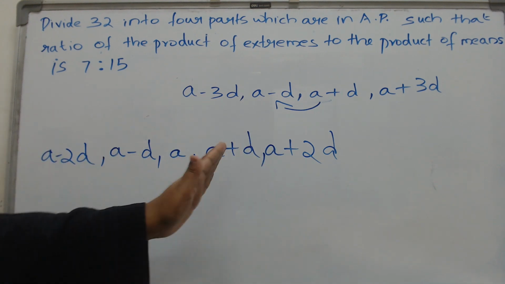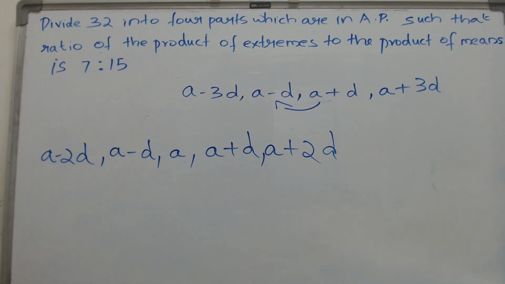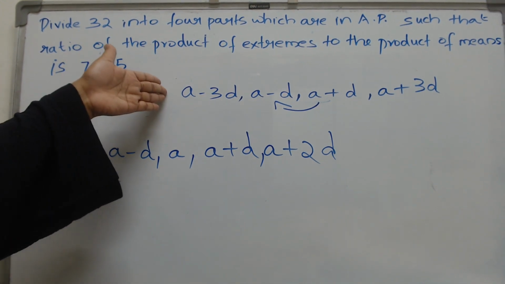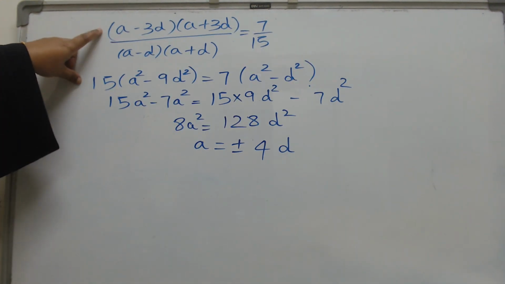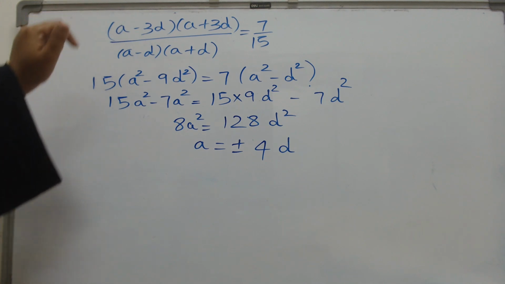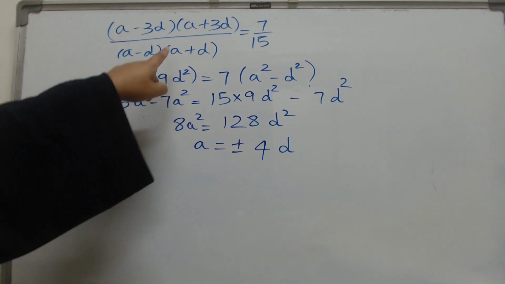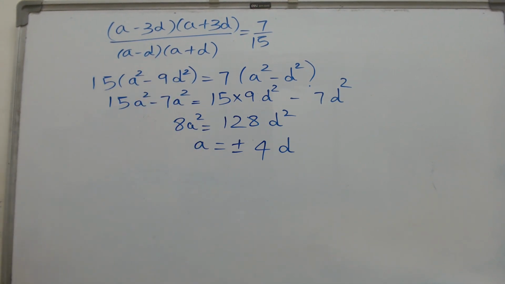When you add them, you will lose all the D. When you multiply them, you can apply the A minus B, A plus B formula. So this is the AP that we are going to go with. Now there, the product of the extremes, the product of the means, apply the formula that A minus B into A plus B is A square minus B square. You get such a relation between A and D.